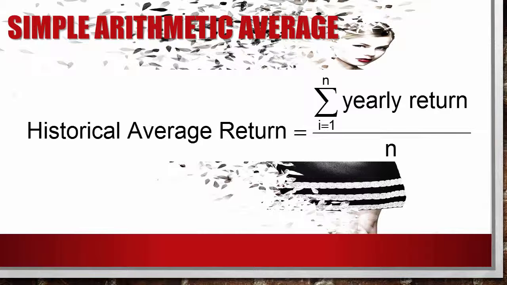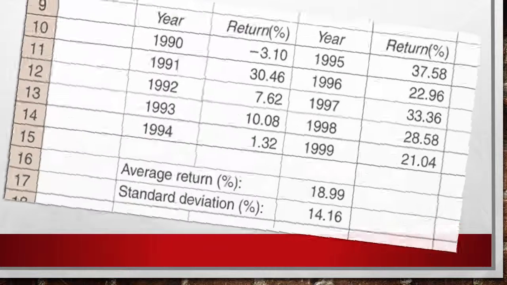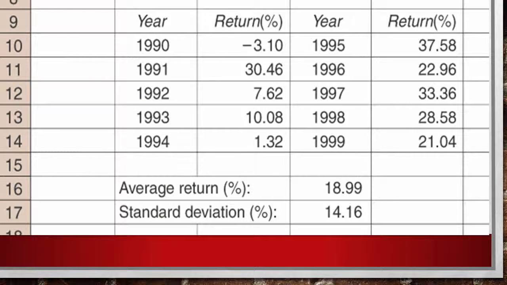You can use a spreadsheet like this one here to calculate the arithmetic return. Notice that in 1990, the return was negative 3.1%. In 1991, the return was 30.46%. In 1992, the return was 7.62%. In 1993, the return was 10.08%. In 1994, the return was 1.32%. And I can tell you that investors were getting frustrated at the low returns.